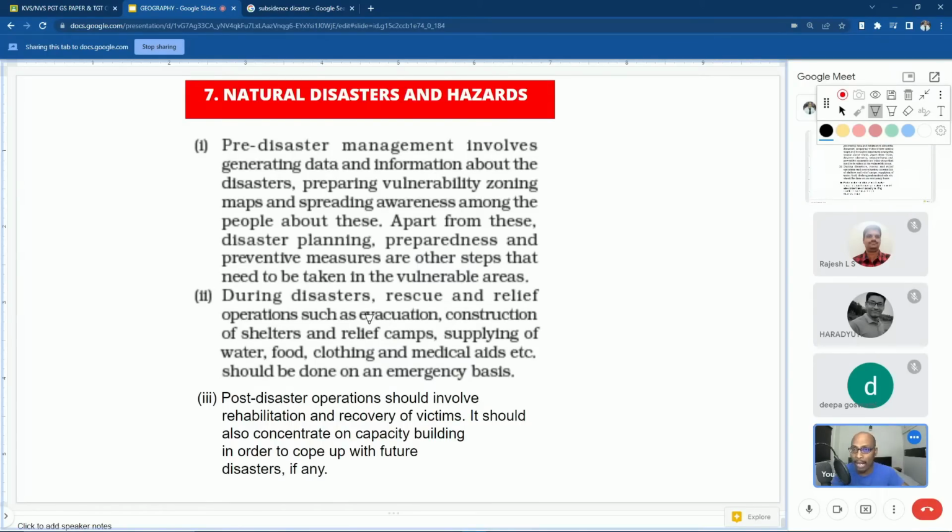Then we have disaster management. So what is disaster management? Pre-disaster management involves generating data and information about disasters, preparing vulnerability zoning maps and spreading awareness among the people about this. Apart from this, disaster planning, preparedness and preventive measures are other steps that need to be taken in the vulnerable areas.